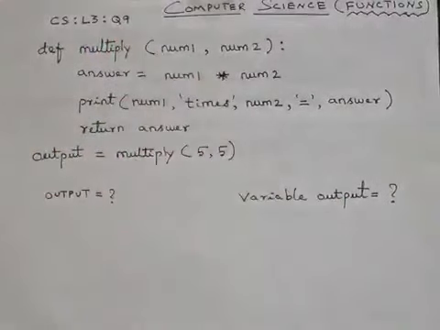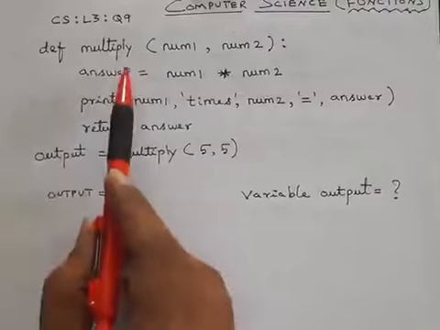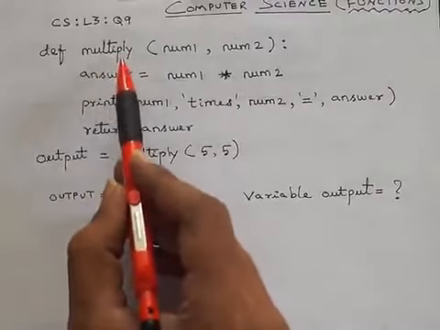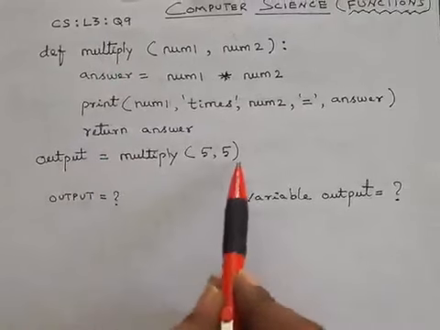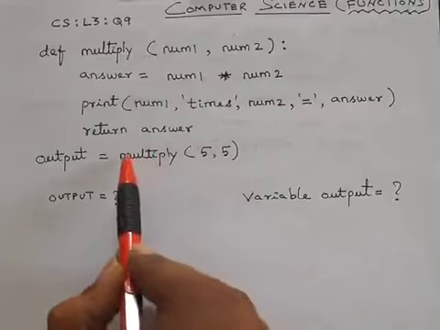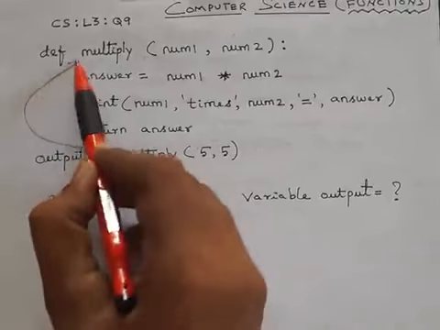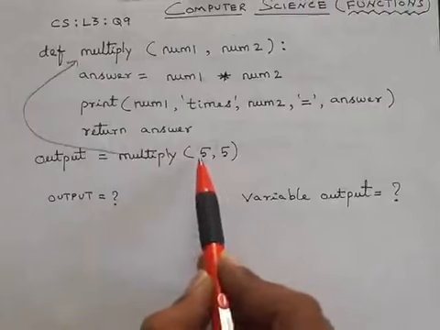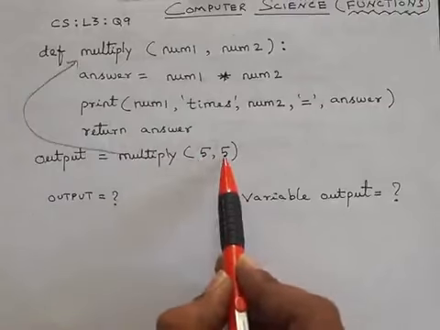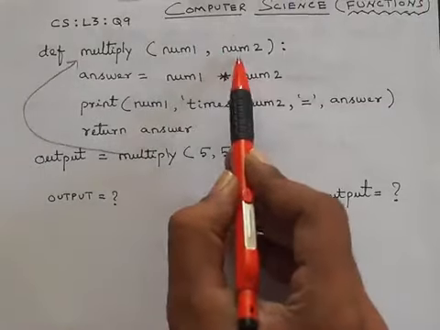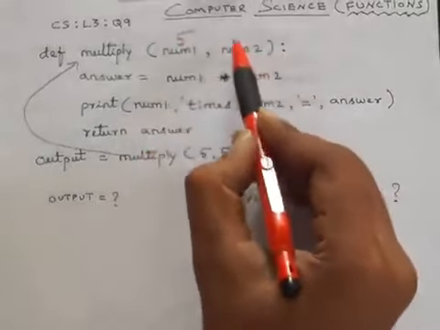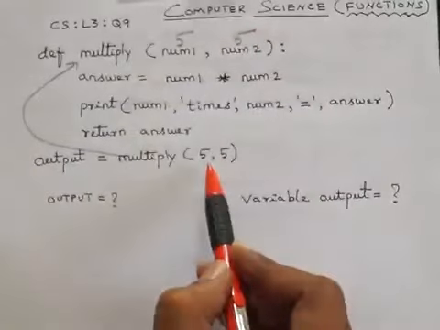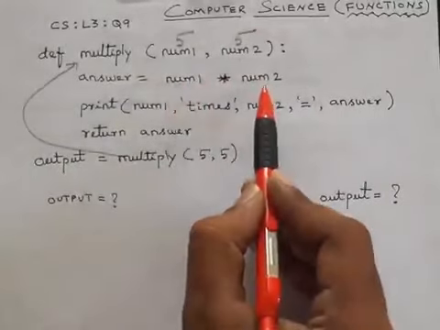Okay, so here you can see the definition of the multiply function, followed by output equal to, which is a call statement for the multiply function. This call will go to the definition, such that the 5 and 5 values will be transferred to num1 and num2. So num1 value is what? 5. Then num2 value is what? 5, right? Then these two statements will execute.